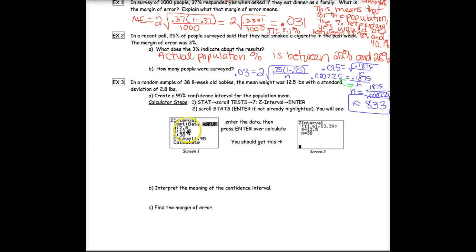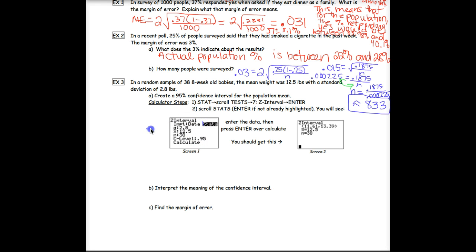Once you have chosen Z interval, so you've pressed enter over Z interval, you should see a screen that looks like this, only it doesn't have the numbers in yet, because you're going to put that in. But we're not inputting data, we're putting in statistics, because the information that we are given was the mean and standard deviation. So you scroll right so that you're highlighting the stats part. So press enter if that's not already the case, so that this part is highlighted. When you do, you'll see this sigma, X bar, and C level.